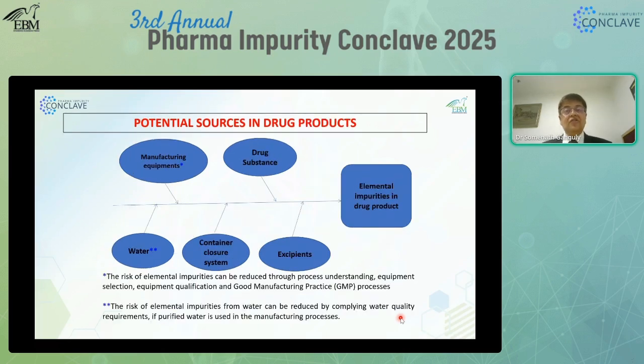Similarly, potential sources in the drug product. Drug substance is the number one potential source. Apart from that, again manufacturing equipment, water, container closure system for the drug product, and excipients. This is one of the major sources. So for the drug product, these are all the sources. When you prepare the risk assessment, we have to review all this data from the different vendors, excipients, and prepare the risk assessment.